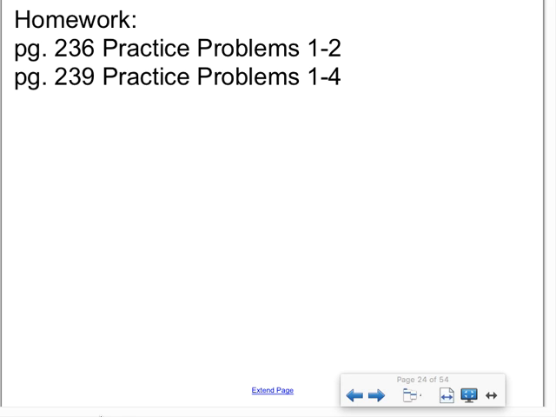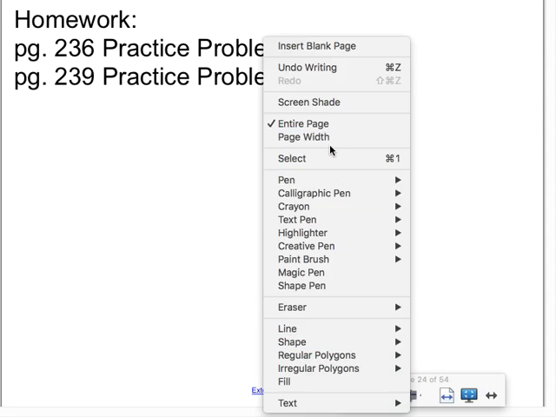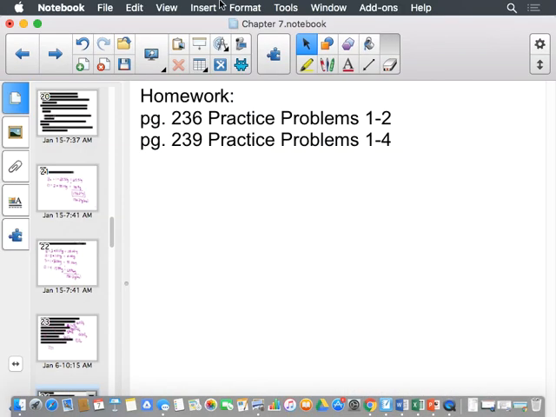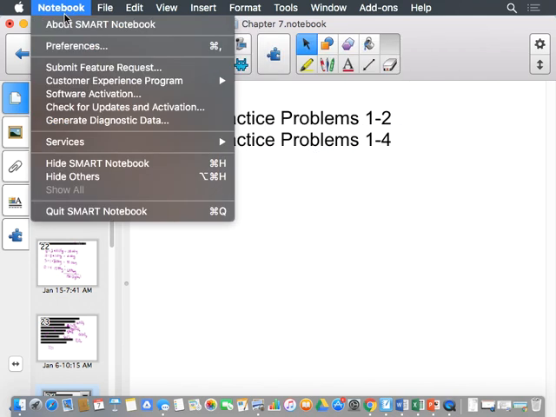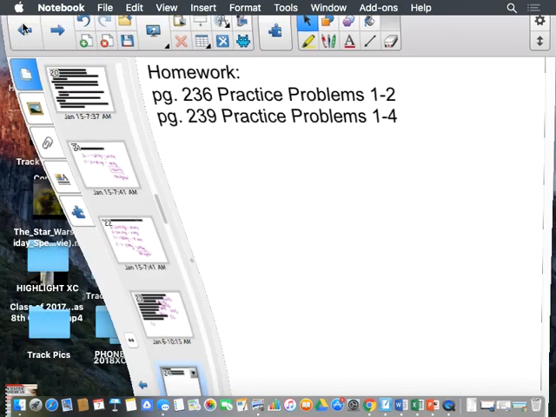I'm on 336. Where'd my pen go? Okay. 1 through 2. 1 through 4. Okay. Average atomic mass of gallium, which is 60%.